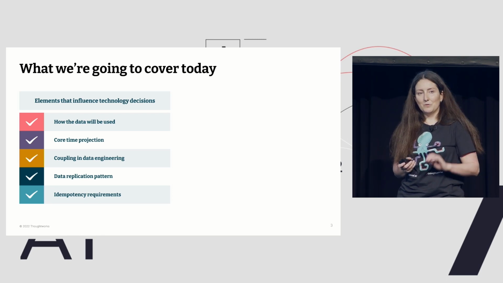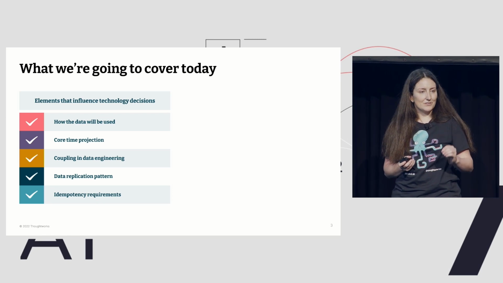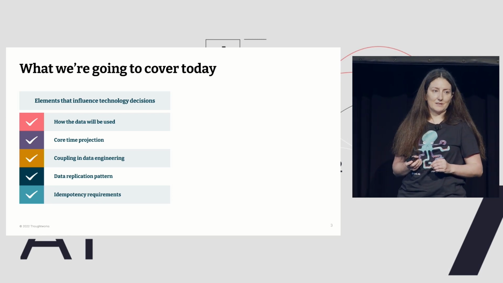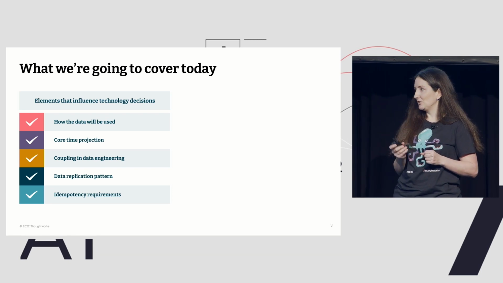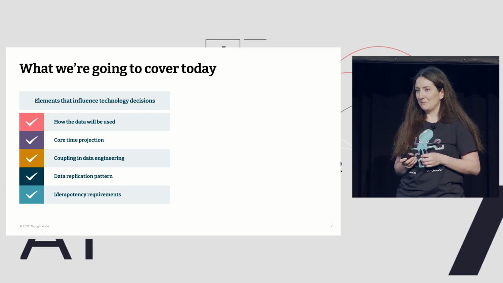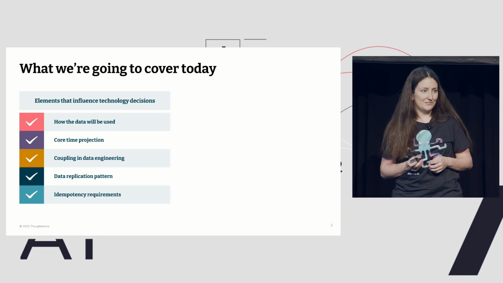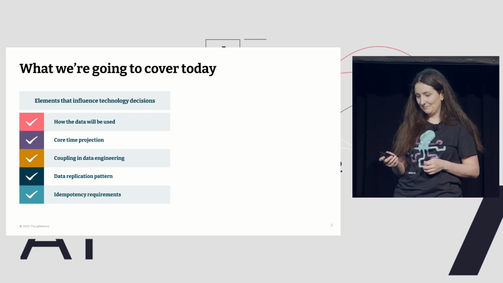What we're not going to cover is things like data security, data governance, path to production, data quality, versioning, all really, really useful topics to be looking at when choosing a replication pattern, but just didn't have enough time to put them all into this talk.